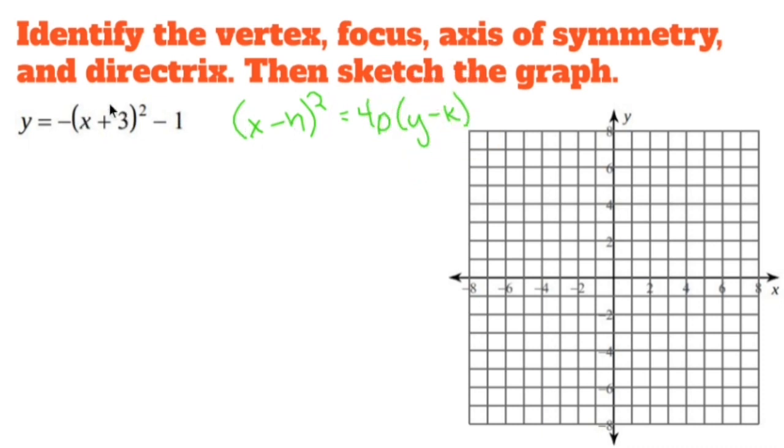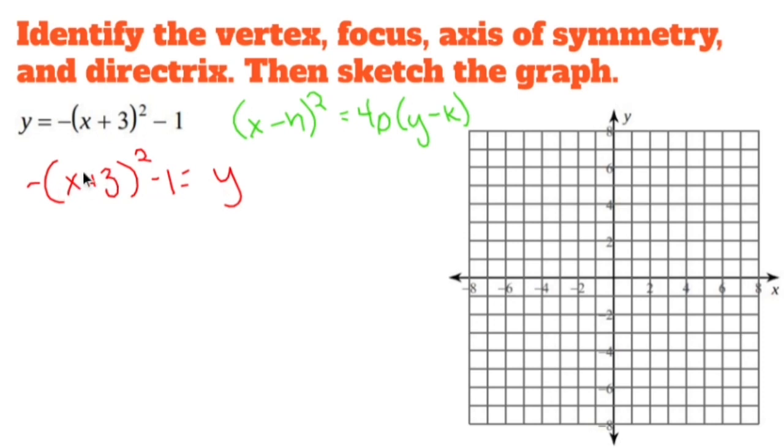I need to make that look like that. So what I'm going to do first is I am going to flip things. Let's just completely flip everything. We've got negative x plus 3 squared. I'm actually still going to flip it. Minus 1 is going to equal y.